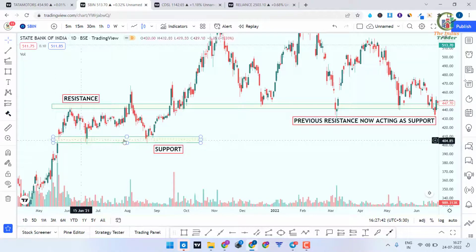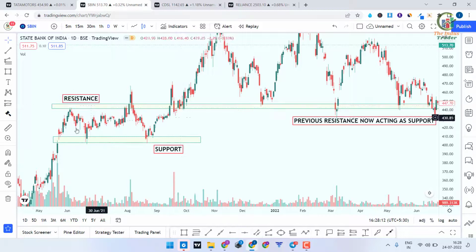So this support is nothing but where the people or investors are showing interest to buy. It's just like a demand zone. Whenever the stock or scrip comes to this particular support, the buyers will take over the sellers, and the buyers will start acquiring this particular scrip or stock or company. So this is called support, and this is called resistance.